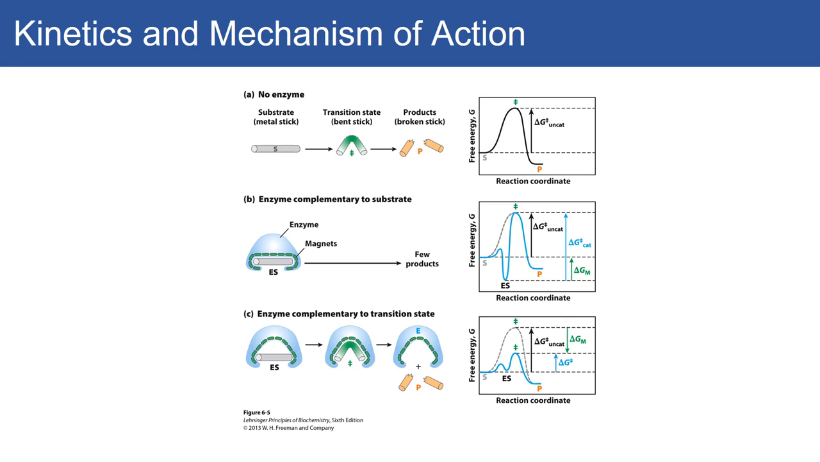And so the reaction rate is faster, because the delta G dagger has changed, but the delta G prime has not. So hopefully that gives you a good idea of how enzyme kinetics is related to mechanism of action.